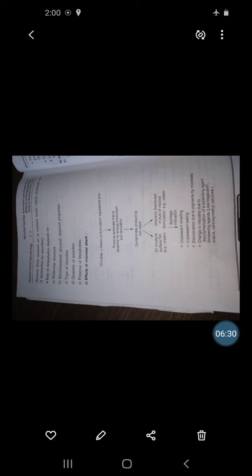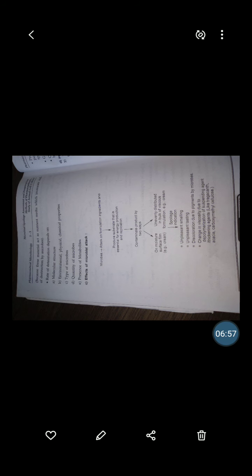Then spoilage indications: first, unpleasant smell, then unpleasant taste, then discoloration due to pigments produced by microbes, then change in viscosity due to depolymerization of suspending or thickening agents like tragacanth, acacia, and CMC, that is carboxymethyl cellulose.